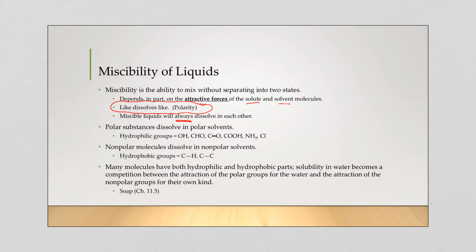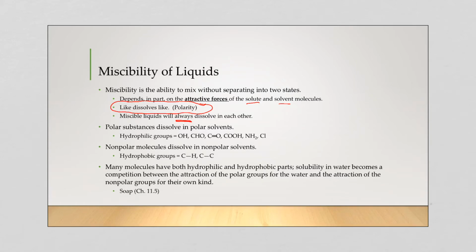Polar substances like to dissolve other polar substances. They have what we call hydrophilic groups, right? So you'll see a lot of oxygens and a lot of H's. We've got OH groups, CO groups, CO double bonds, and carboxylic acid groups. Some other groups you might see are amine groups, NH bonds, and chlorides. These are things that tend to make molecules polar.